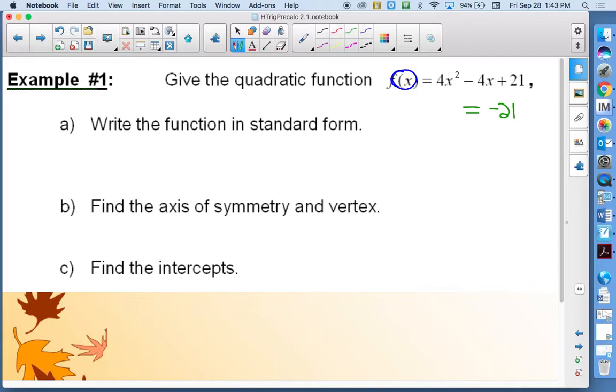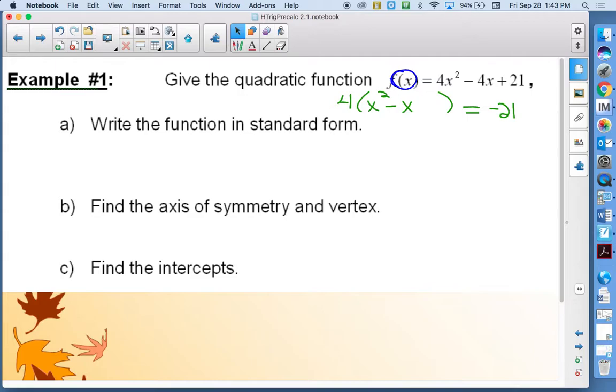So the 21, he said take to the other side. And Kate, what else can we do in the same step? Take out 4. Awesome. Take out a 4. So 4 times x squared minus x, the 4 was taken out. Again, if you'd rather see the 21 on the left, that's fine.